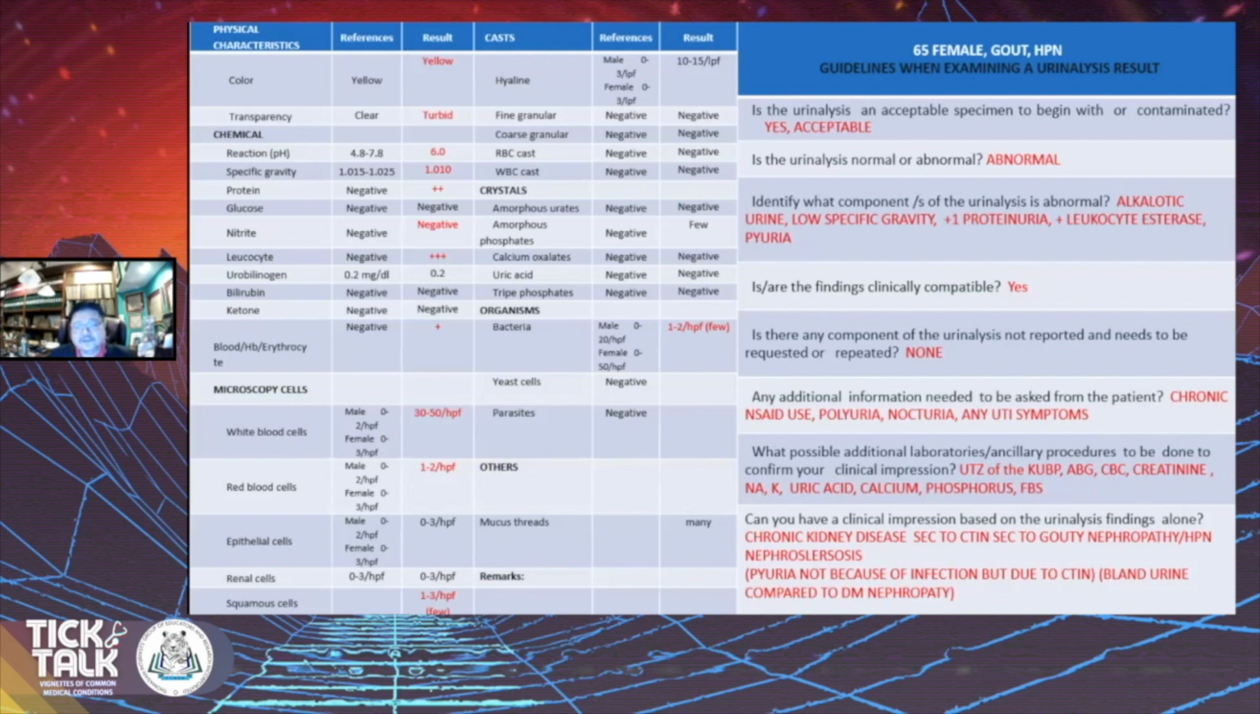So you should have done an ultrasound of the kidneys here, ABG, CBC, creatinine, sodium, potassium, uric acid, calcium, phosphorus, and FBS. So with that, doctors, that's one lesson here, that you should not give antibiotics when there's an outright WBC in the urine or pyuria, because it might be an interstitial nephritis that is presenting, especially with a history of gout, as well as stones or whatever. So don't give antibiotics left and right if it is not warranted.